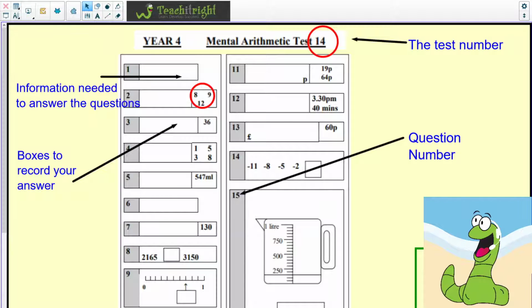So here we go. Number 1, write the number 7,081. 7,081. Question 2, what is the total of 8, 9 and 12? What is the total of 8, 9 and 12? Question 3. How many less than 77 is 36? How many less than 77 is 36?